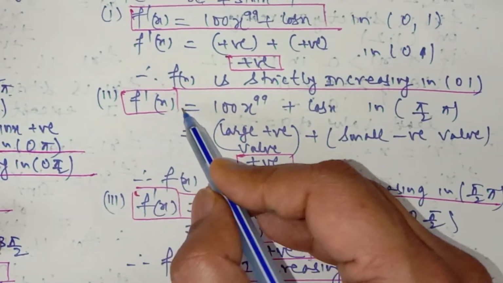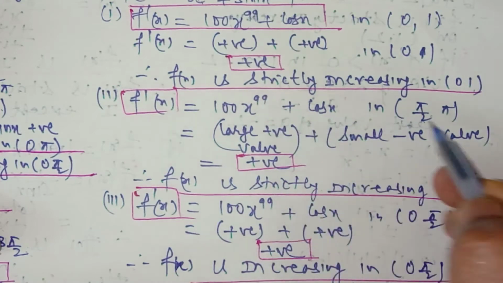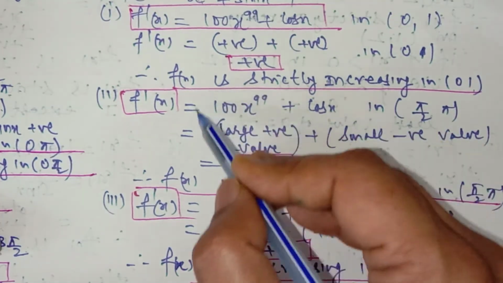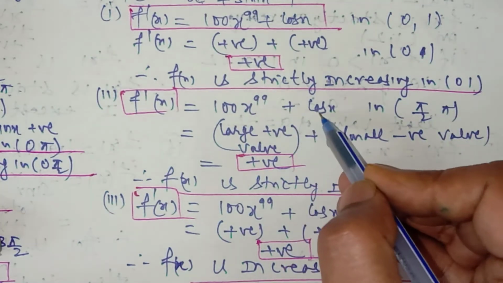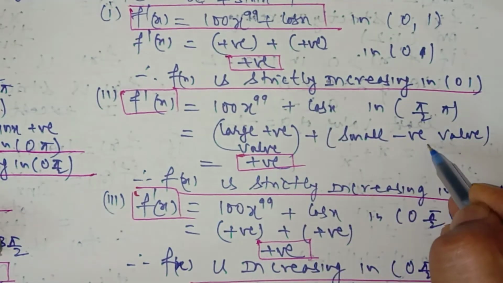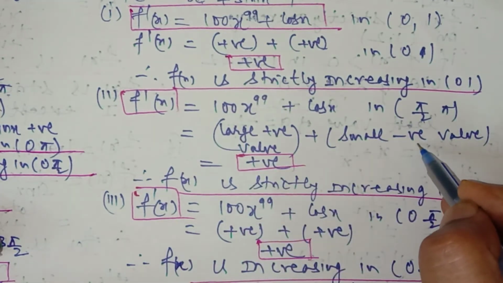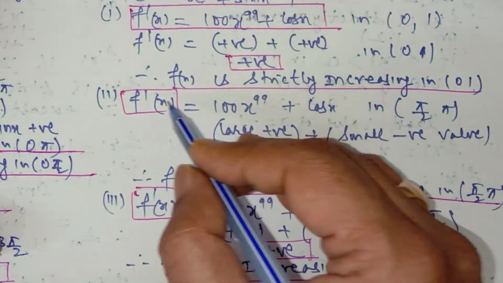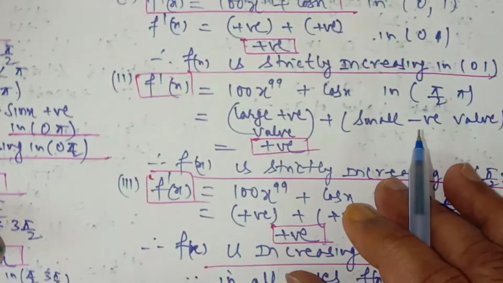Now in the second part, the first derivative will be this, and it is given as the second quadrant. In the second quadrant, this value will be a large positive value. X raised to the power 99 is a very large value in this interval, and cos x will be a very small negative value. So a large positive value plus a small negative value, we will get a positive value. So it means f x will be strictly increasing in the interval pi by 2 to pi.